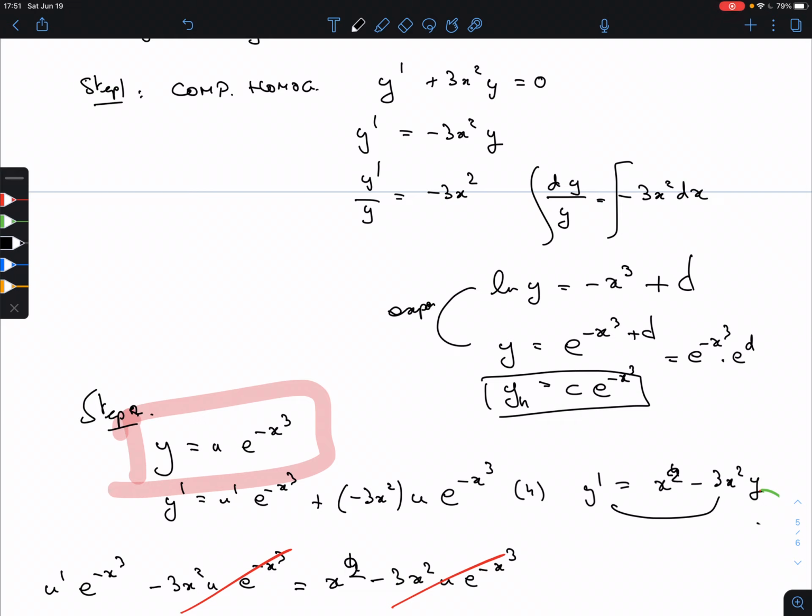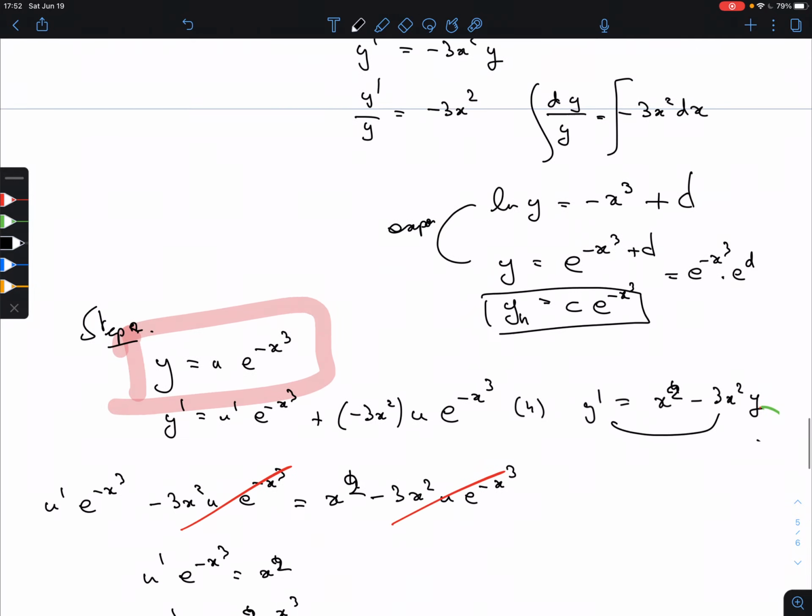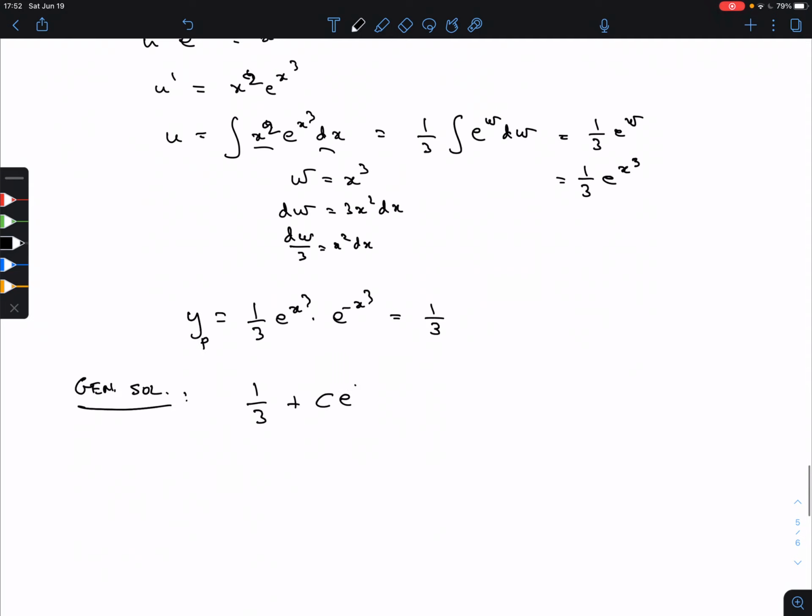Okay, so we put together the general solution. This is a particular solution. Let me write it here to remind myself. So that is 1/3 plus the general homogeneous solution, c e to the minus x cubed. And so this is our y equals that thing, of course. That's how it looks.